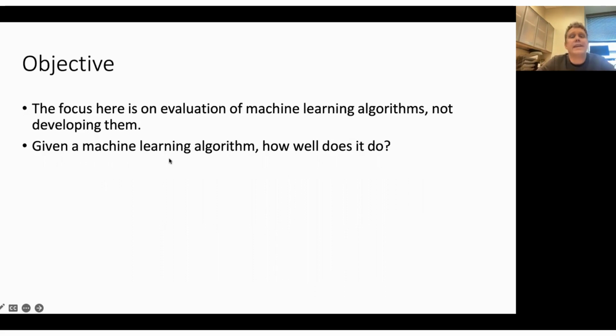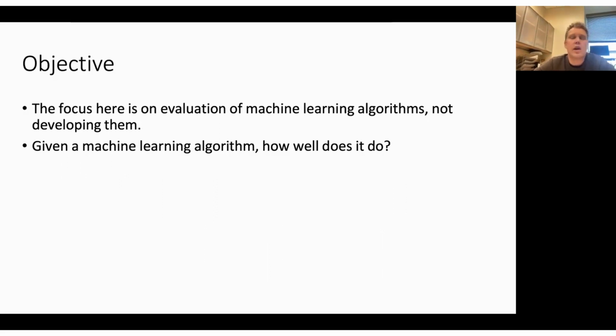The focus here is on evaluation of machine learning algorithms. We are not going to be focusing on how you build or develop these machine learning algorithms. We are basically assuming you have an algorithm, and we want to answer the question of how well does it do. And this is even more general than a machine learning algorithm. You could think about a biomarker. It's not an algorithm, like PSA levels, or a BI-RADS score from medical images, and so on.